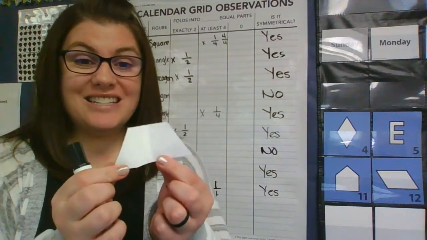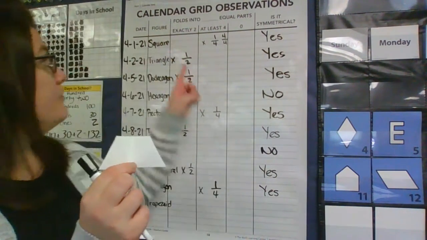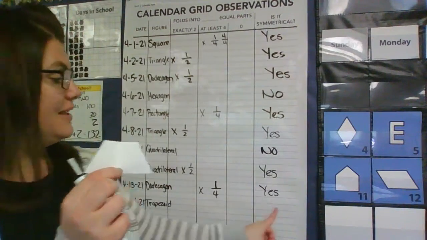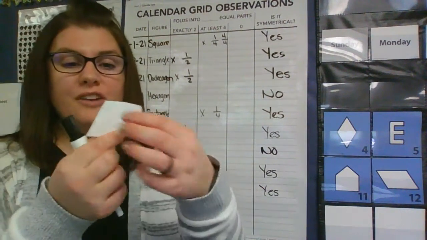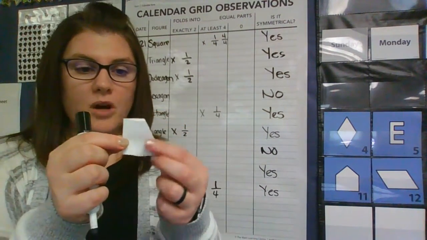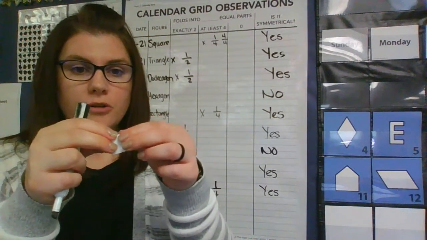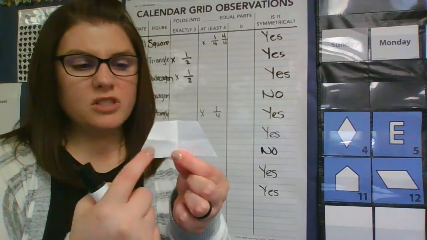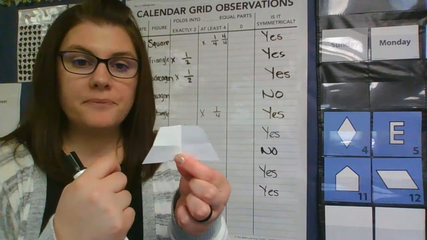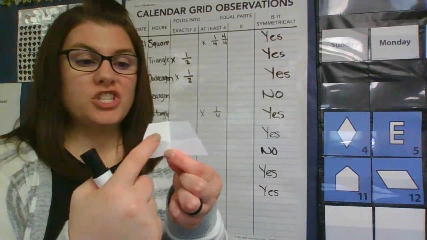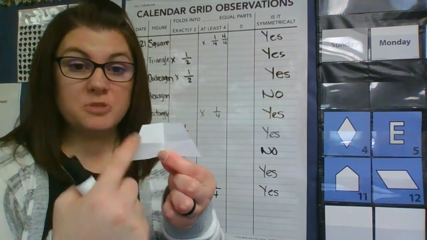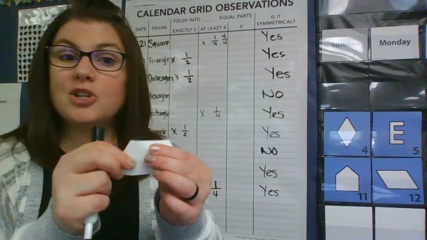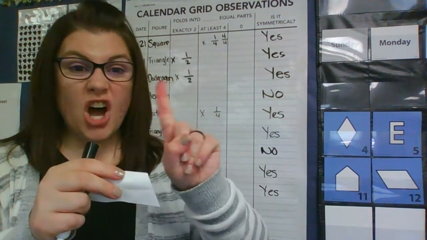You bet, they are identical. So when I fold it into exactly 2, yes, it's symmetrical. What if I fold it in half again? So here's 1, here's 2 folds. When we unfold it, do I have 4 equal parts? No, the top parts are smaller than the bottom parts, right? So if I fold it into 4, it is not symmetrical.